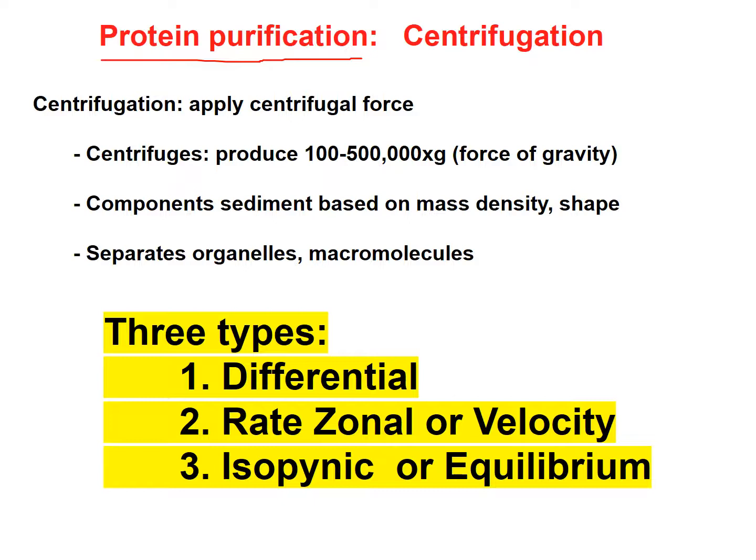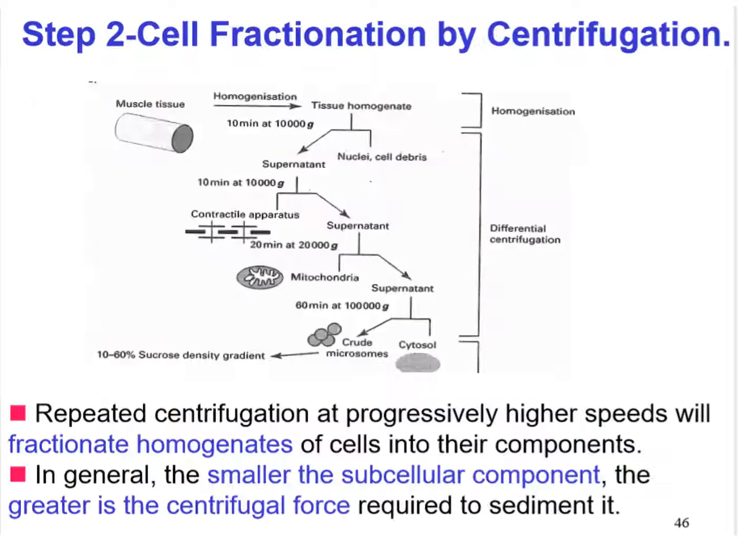Differential is usually a fairly conserved term for this type of centrifugation, but there's something called rate zonal, which you may also see as velocity centrifugation, and there are other terms. Isopycnic, or equilibrium, is where the densities are equal in the media. We talked a little bit about isopycnic. So there are three different types of centrifugation here.